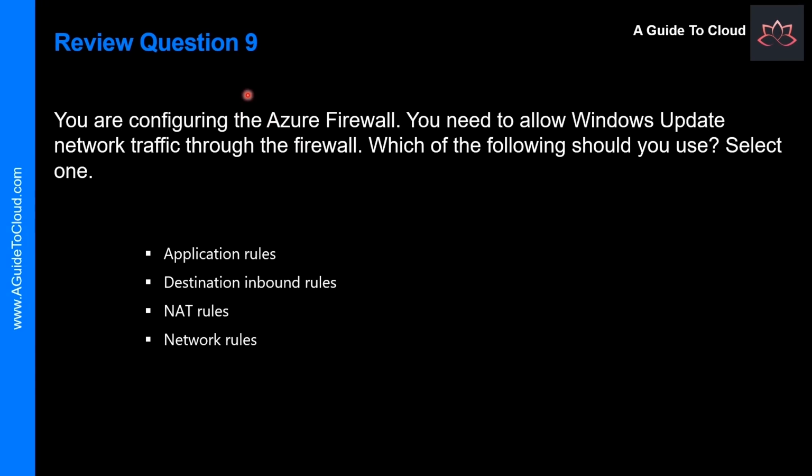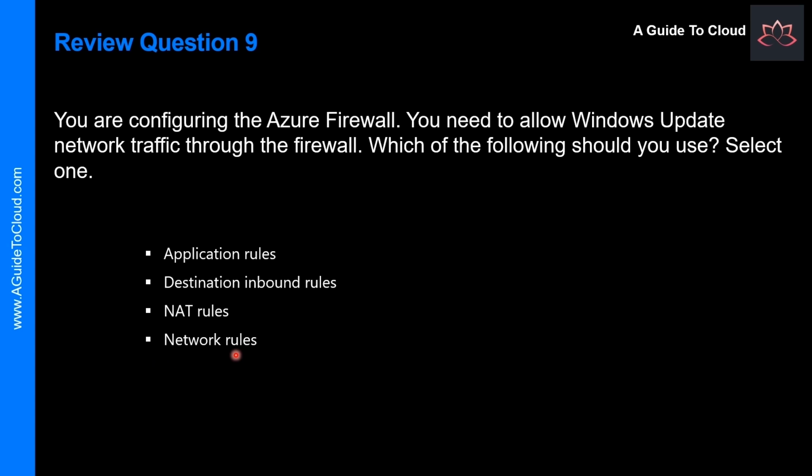All right, let's look at the last question. You are configuring the Azure Firewall. You need to allow Windows Update network traffic through the firewall. Which of the following should you use? You need to select just one answer.